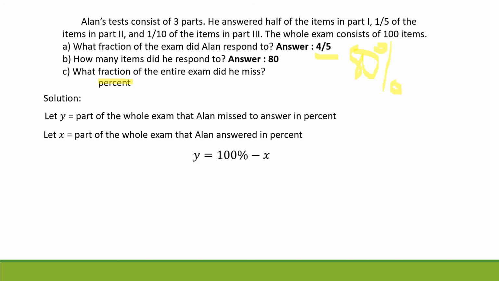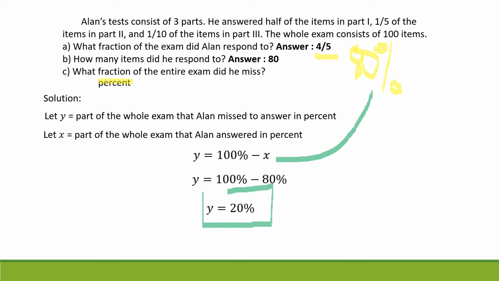So, mayroon tayong formula na Y is equal to 100% minus X. Substitute lamang natin yung value ng X na 80%. So, magkakaroon tayo ng Y is equal to 100% minus 80%. At ang ating magiging sagot ay 20%. So, 20% ang na-miss ni Alan sa exam.